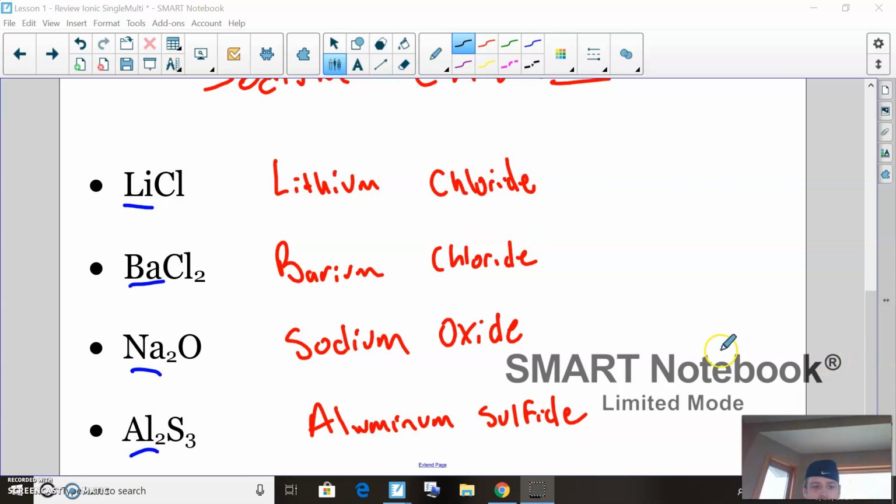All right, check your answers. There you go. They're all single charged metals. No indication of how many. Notice it's not barium 2 chloride. It's just barium chloride, sodium oxide, aluminum sulfide. So that's kind of the gist with single charged metals.